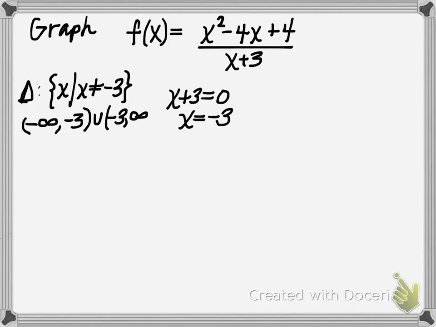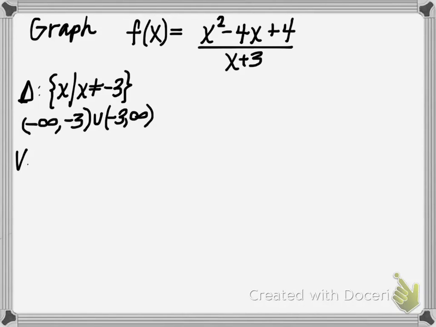The one benefit of using interval notation instead of set notation is you can see that you have two intervals, so we're going to have two pieces on our graph, two sections, two branches. That'll become a little more obvious later on. So after the domain, we move on to the vertical asymptotes.